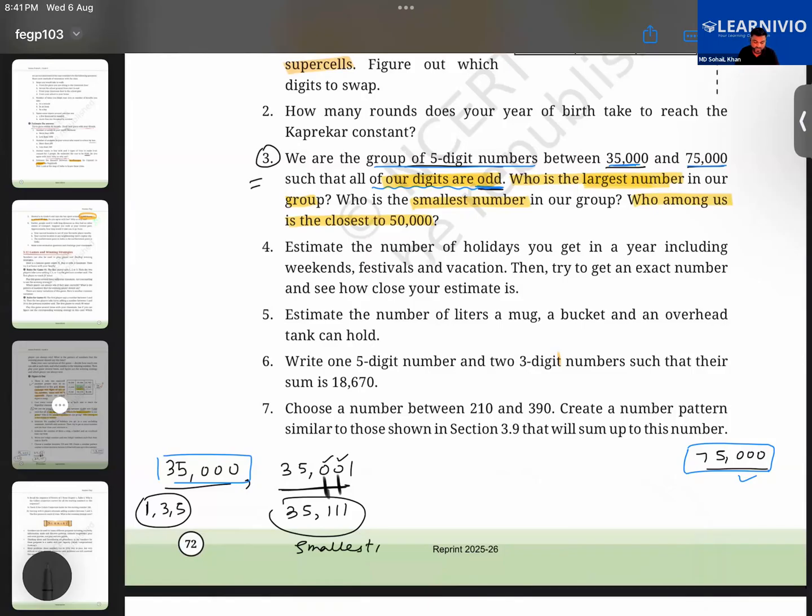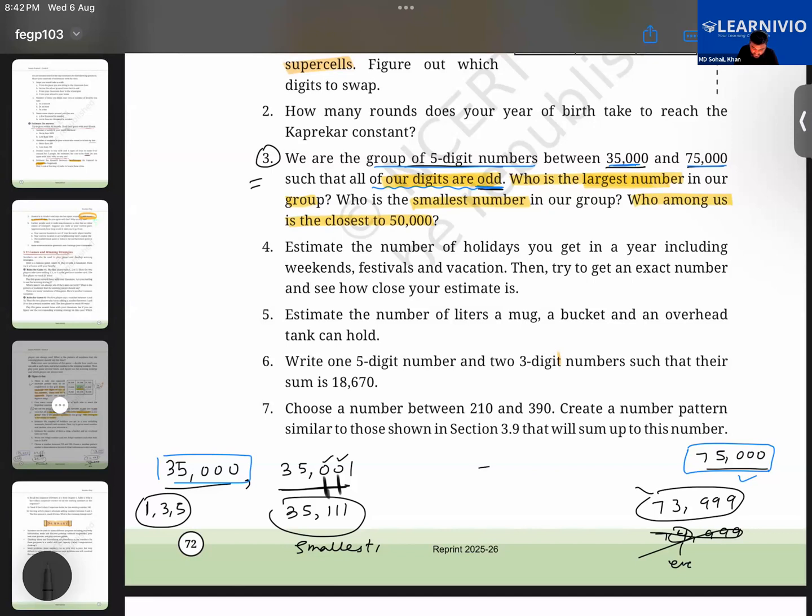35,111 is the smallest number according to the question, having all odd digits in it. And the largest number is 73,999. Why can we not take 74,999? Because 4 is even. It's an even number, but the question says all the digits should be odd, so it cannot be taken. So these are your answers. Hope it is clear to everyone.